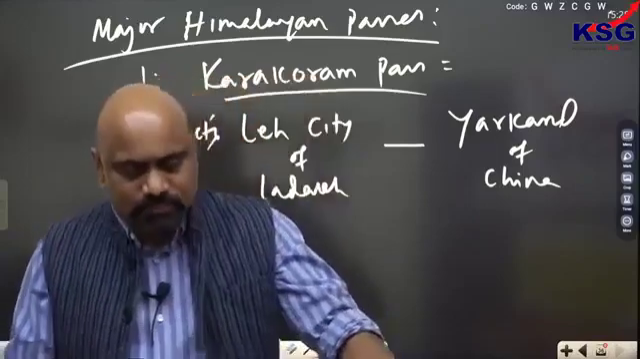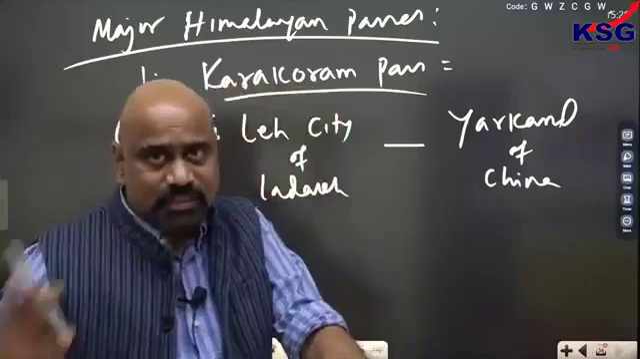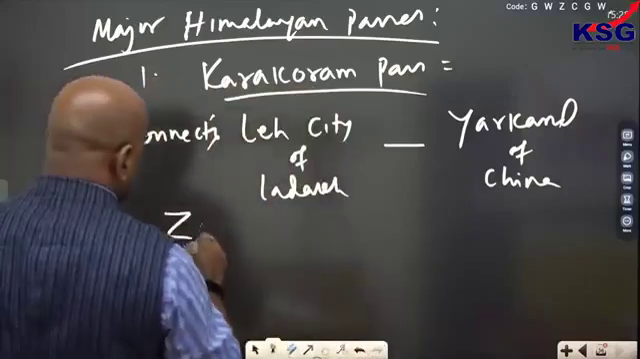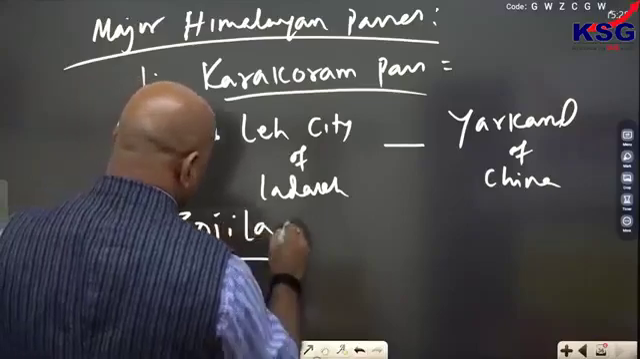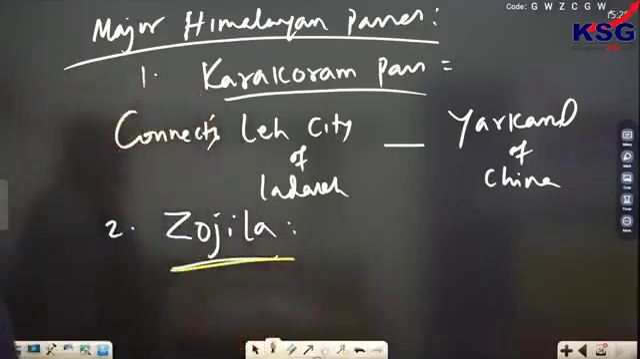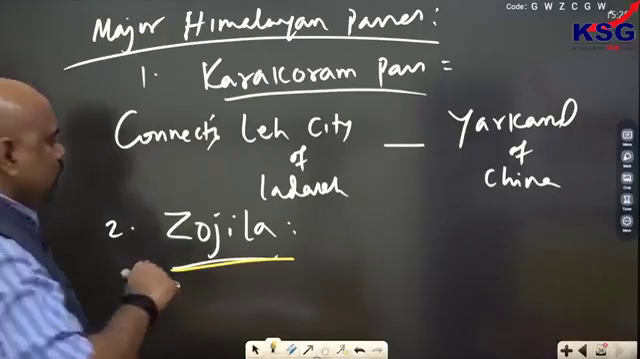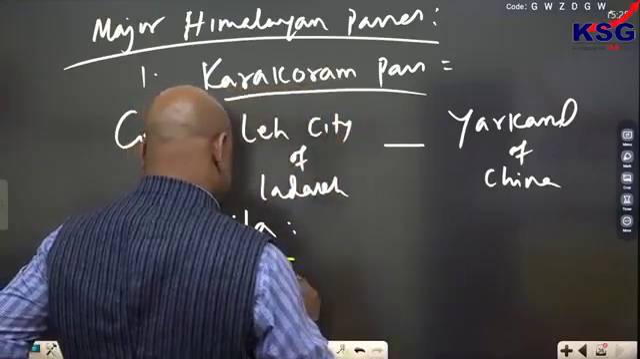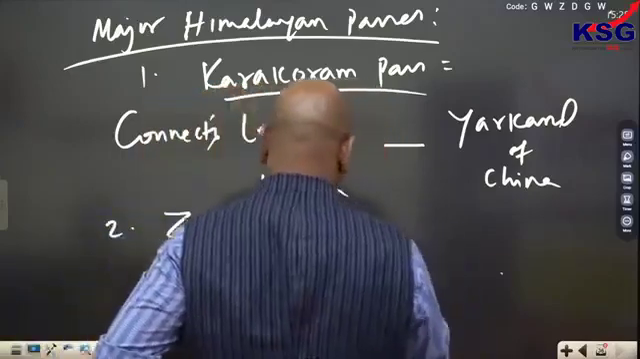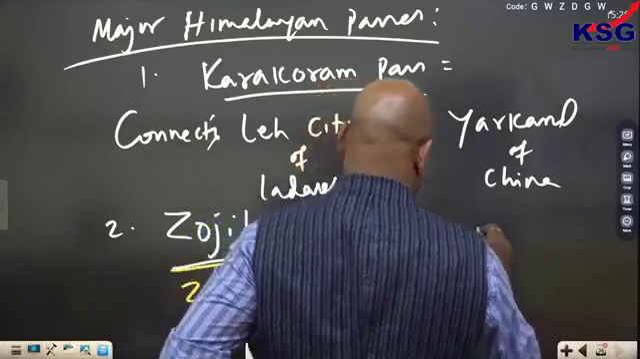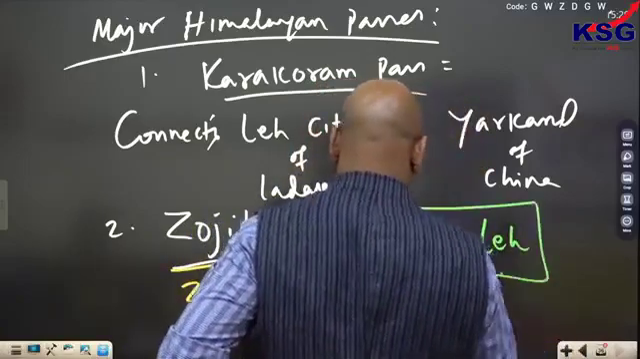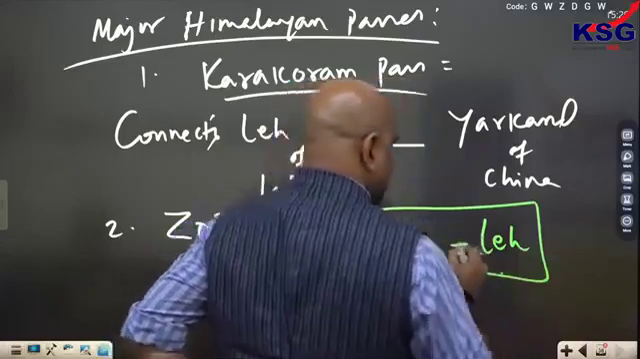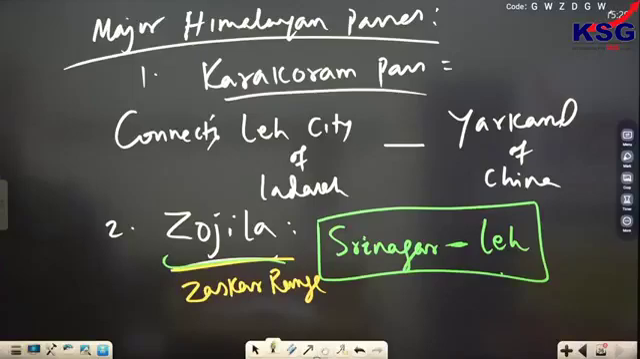Okay. Second one, you have जस्कर रेंज में है. जस्कर रेंज के पास है जोजिला, ZOJILA, जोजिला. Can you look at that? Zojila in your atlas. Jaskar range in Ladakh. Zojila on Jaskar range. Jaskar range में है. It connects Srinagar to Leh. Srinagar and Leh, they are connected by this Zojila.